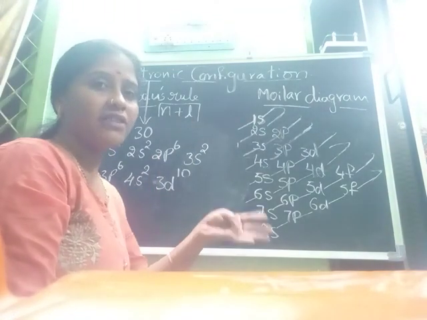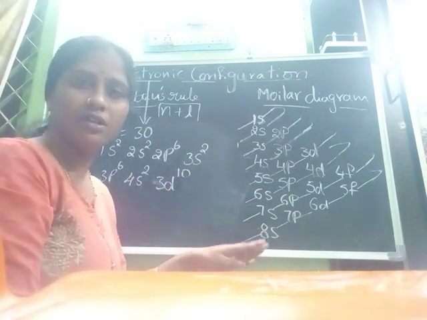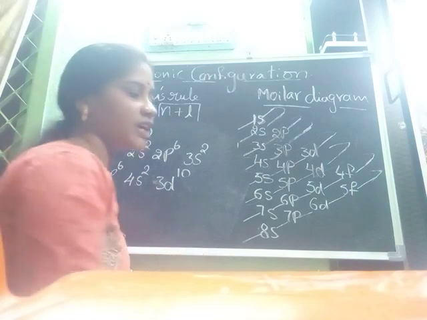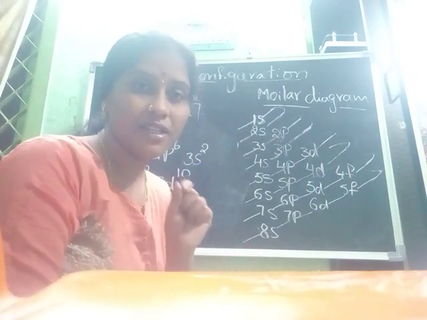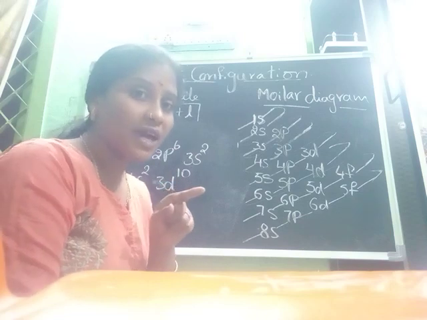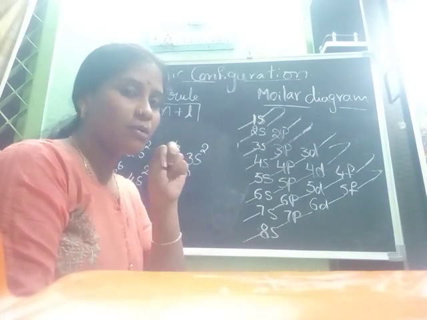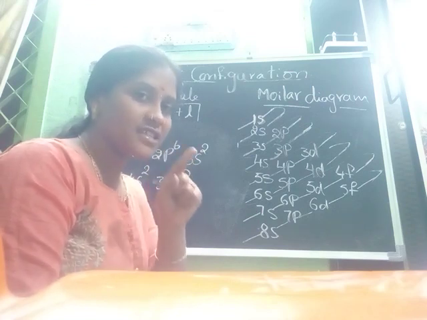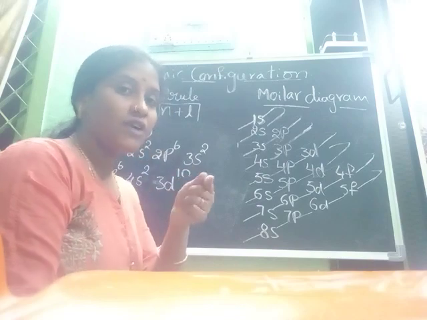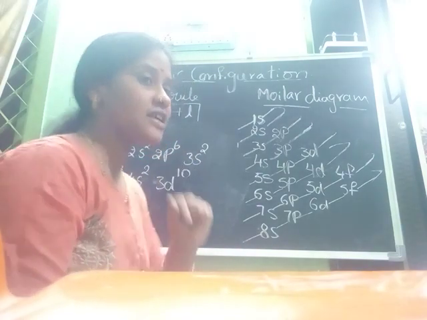In that way, you can write up to 118 elements. Whatever elements are there in the periodic table, we can write the configuration of all those elements. But some exceptions are there. What are they? Chromium and copper. Only these two have exceptions. What is the exception? Why should we write in that way only? Those also I will explain, students. Listen carefully.